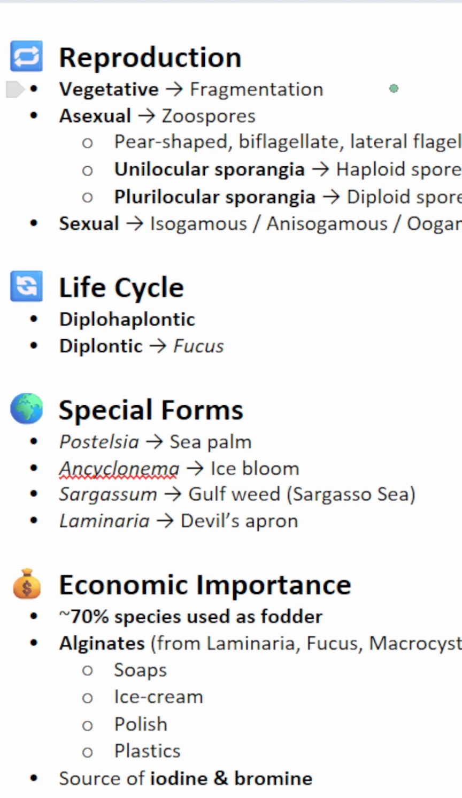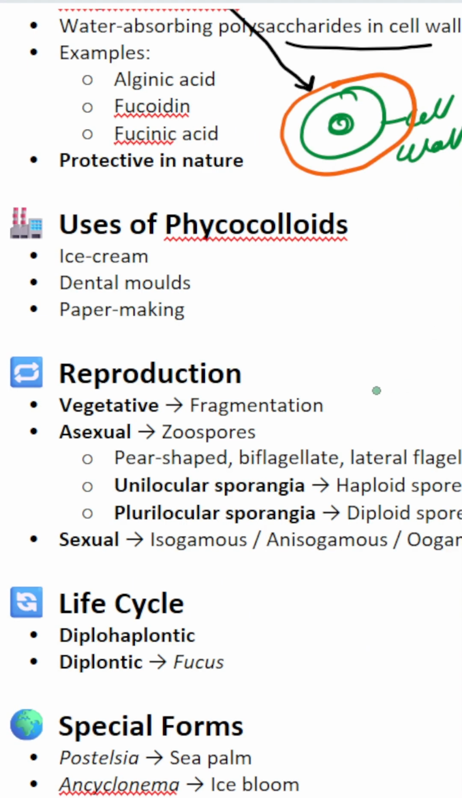So in most of the brown algae we find the zoospore is a pear-shaped structure. And as it is a pear-shaped structure, we find lateral flagella are present. Got it? This contains biflagellated, lateral flagella, and is pear-shaped.